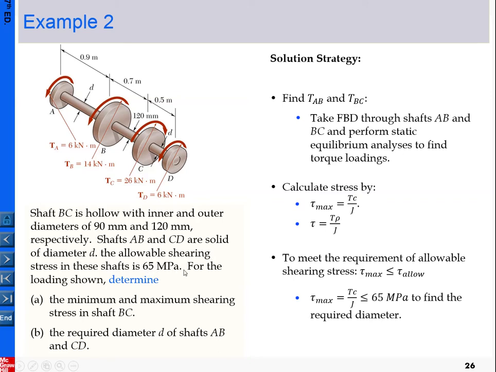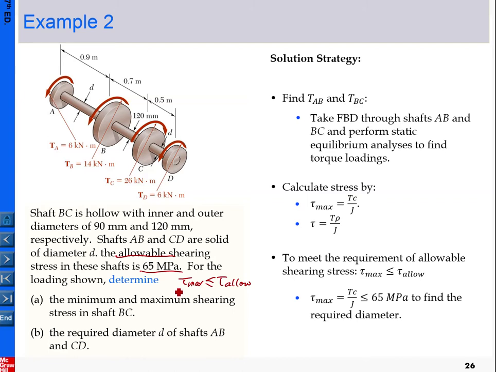That means that whatever maximum we come up with must be less than or equal to the allowable tau. That is our design rule from chapter 1. Here we want to determine the maximum shear stress in BC, and we want to determine the diameter D in shaft AB. So let's see how to approach this one.